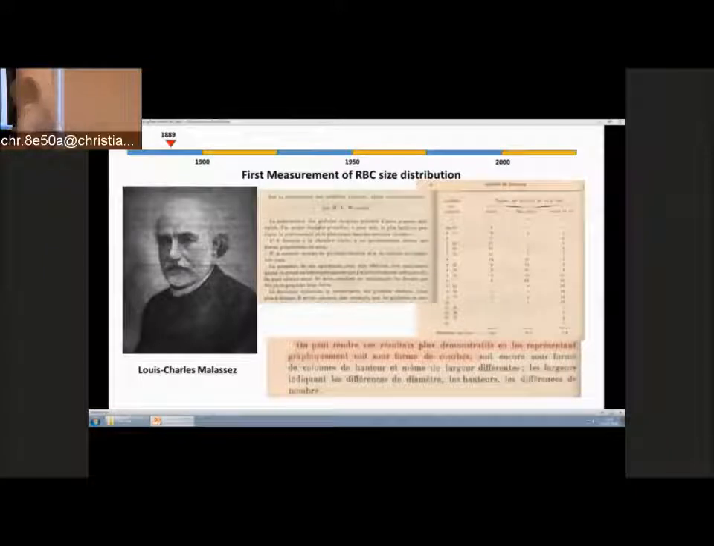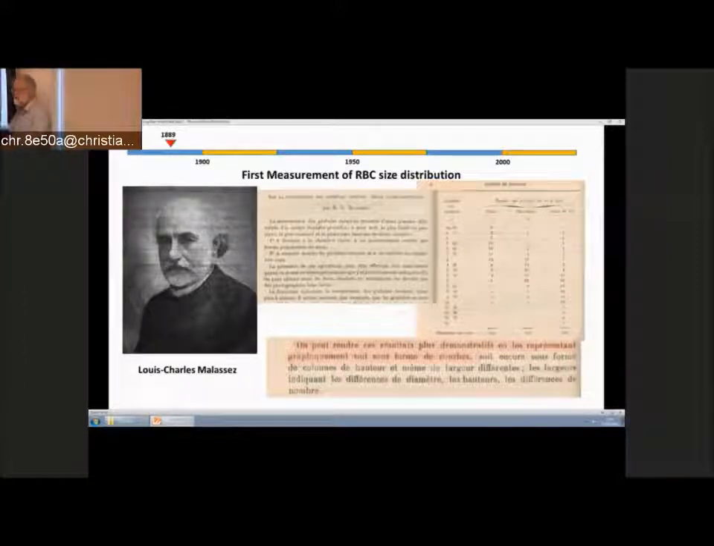Well, there's an answer to every question. And it all starts with Louis-Charles Malassez, who in 1889 published a short article in the Comptes Rendus. He was a physician in Paris who was well known for developing an advanced hemocytometer, and this paper is forgotten, but he is known forever because Malassezia, the skin fungus, is named for him. You take what you can get.